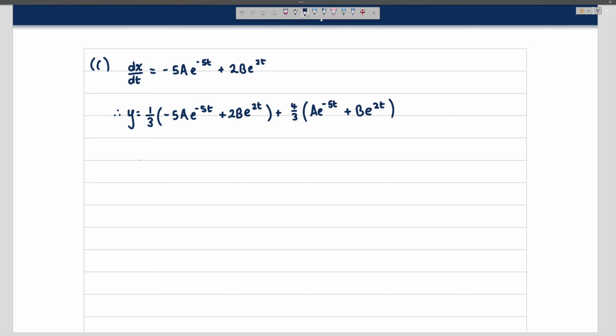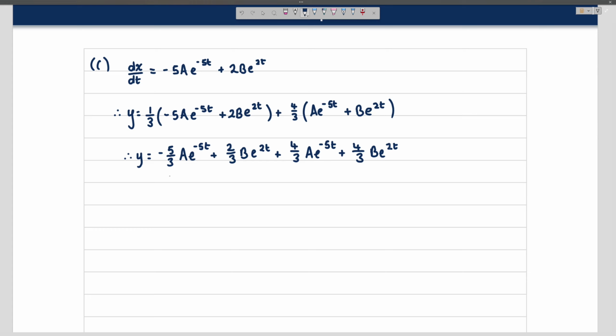Okay, so all I need to do here then is just simplify this. So let's just begin by expanding, and then we'll just collect like terms where we can. So y is equal to minus 5 over 3 ae to the minus 5t plus 2 over 3 be to the 2t plus 4 over 3 ae to the minus 5t, and then finally here, plus 4 over 3 be to the 2t. Okay, that looks good. So let's just collect like terms here and simplify where we can.